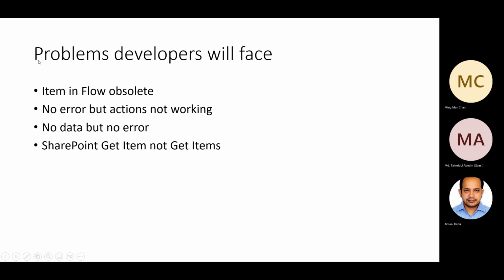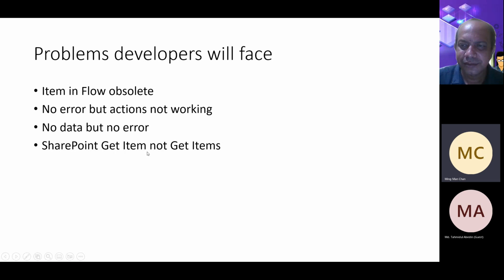There's no data and there's no error. The same thing: there's no error, the flow is working, but there's no data coming in. And SharePoint Get item and Get items are different. These are terms you need to get used to. You will see sometimes there are some steps, the actions, in Power Automate.